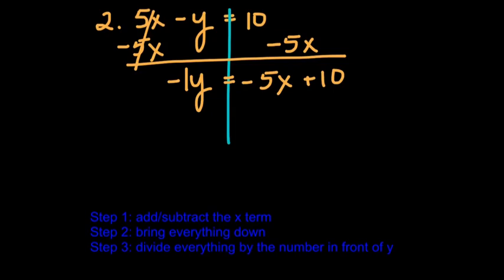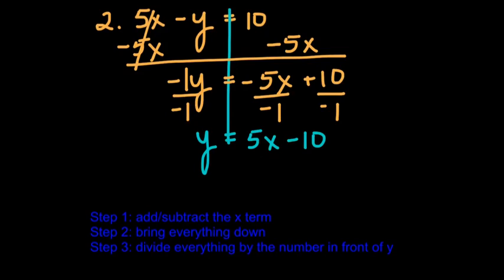Third step, we're going to divide everything by the number in front of y, which in this case is a negative 1. So I'm going to divide everything in this equation by a negative 1, which is basically going to flip the signs of everything. So we're going to now have y equals negative 5 divided by negative 1 is going to give us a positive 5x, and then a positive 10 divided by negative 1 is a negative 10. So the equation this time is going to be y equals 5x minus 10.